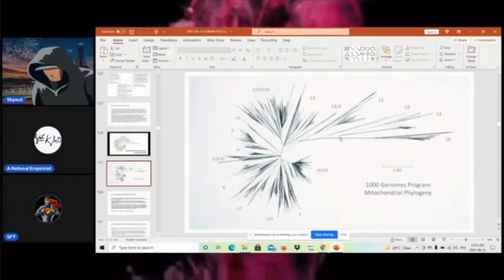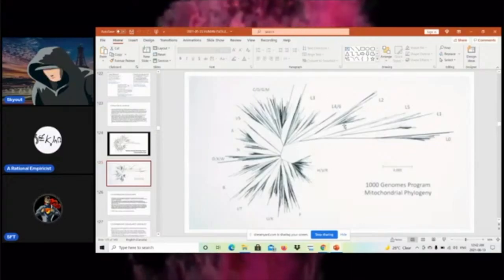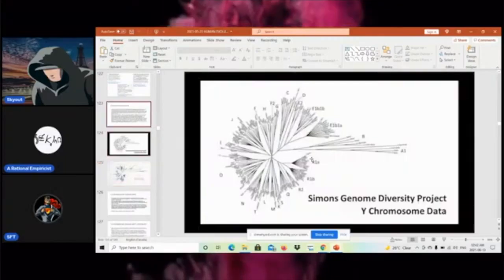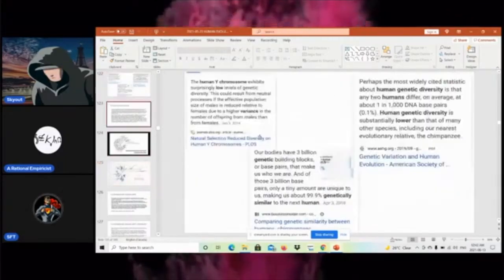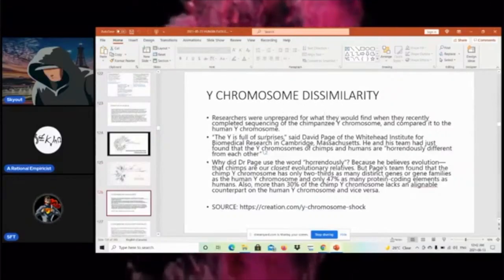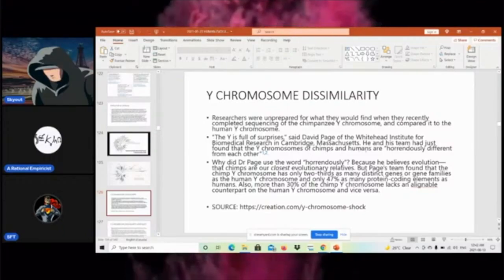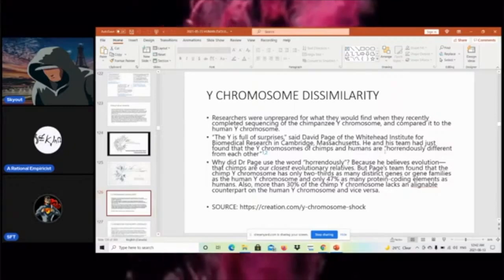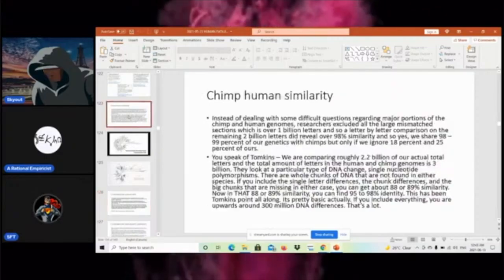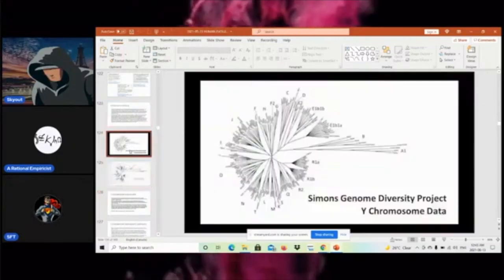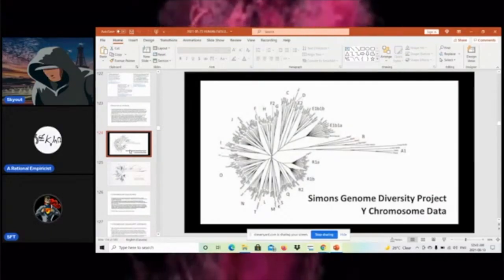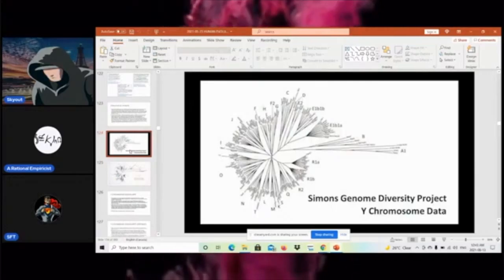But even considering massive amounts of purifying selection, we're still looking at such low genetic diversity. And then, Andrew, as I pointed out before, there is the Y chromosome dissimilarity of humans and chimpanzees. Look what David Page said. The Y is full of surprises. The Y chromosomes of chimps and humans are horrendously different from each other. Horrendously. So it's not just a little different, it's a lot different. My point, to sum it up, is that this is a problem for universal ancestry, at least in terms of vertebrate ancestry.